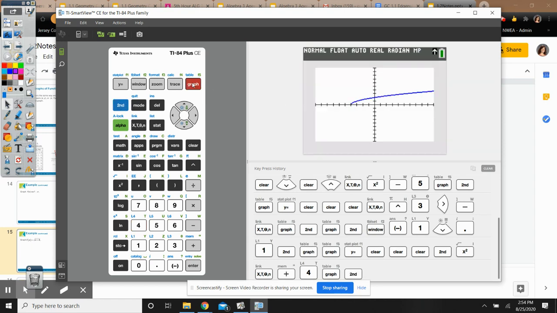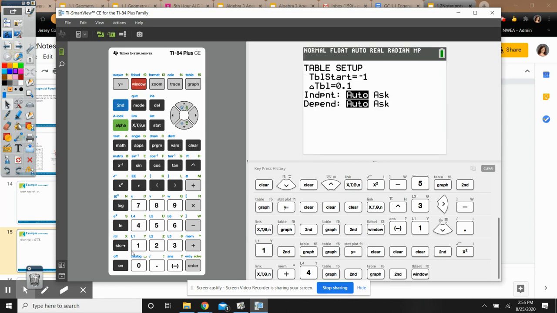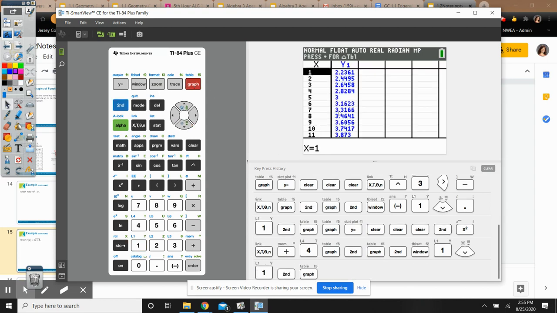If you go to a table again, you can get some nice points. I'm going to go to second table set, go back to ones so that I can see it better. And 5, 3 is a decent point. There's 0, 2, and that can help you a little bit.